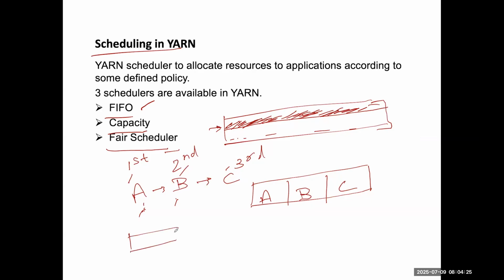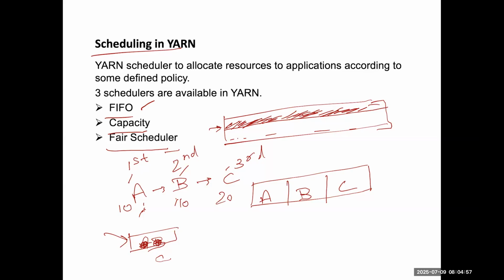In FIFO, let's suppose you have three jobs A, B, C. Then I will assign all the resources to A first. Let's suppose A is completed. Then I will assign all the resources to B. Once B is completed, then I will assign all the resources to C. Suppose A took around 10 minutes to complete, B took around 10 minutes, and C took around 20 minutes. So the total time is 20 plus 10 plus 10.